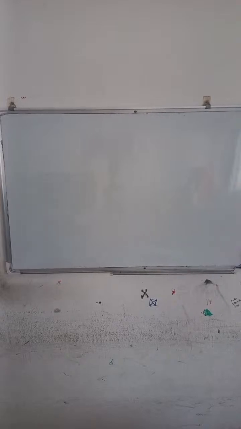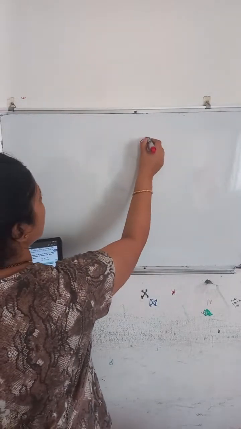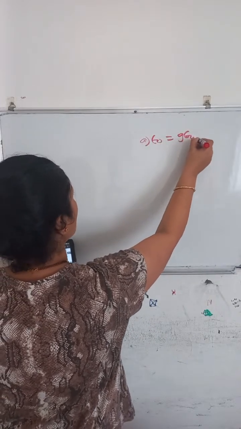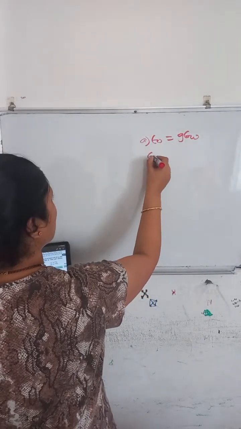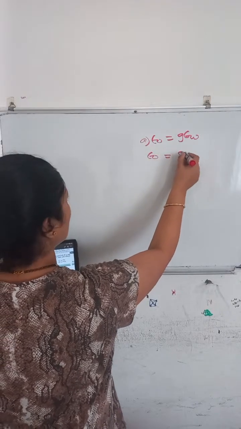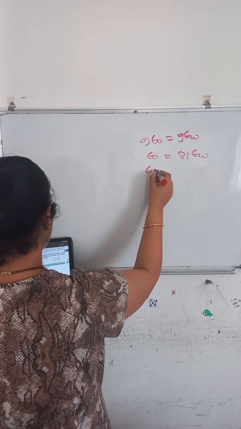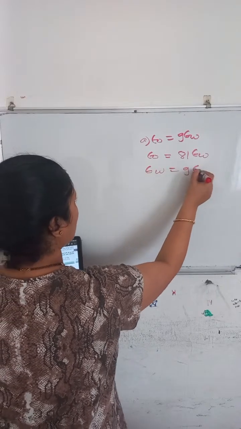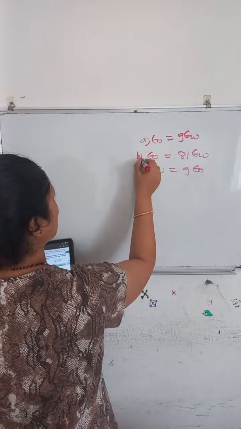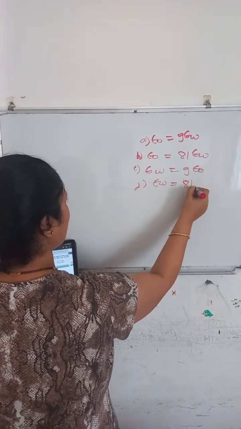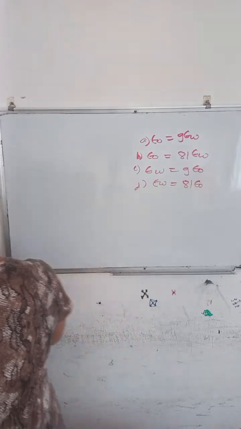Options are given here. First option: epsilon naught equal to 9 times epsilon W. Then epsilon naught is equal to 81 times epsilon W. Epsilon W is equal to 9 times epsilon naught. Then the last option, that is epsilon W is equal to 81 times epsilon naught.